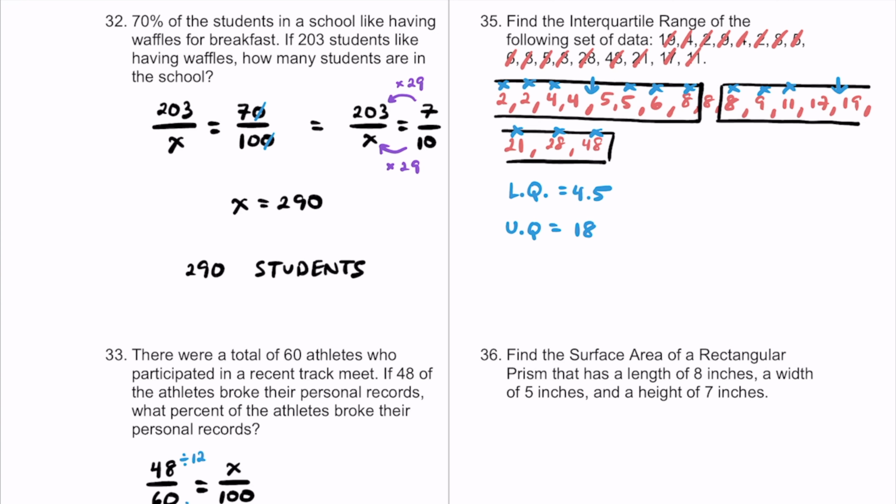Okay, so how do you find the interquartile range, or the IQR? The formula for that is going to be the IQR is equal to the upper quartile minus the lower quartile. And so the upper quartile is 18 and the lower quartile is 4.5. And so subtracting that, we're going to get 13.5. So the middle 50% of the data has a range, or a spread, of 13.5.